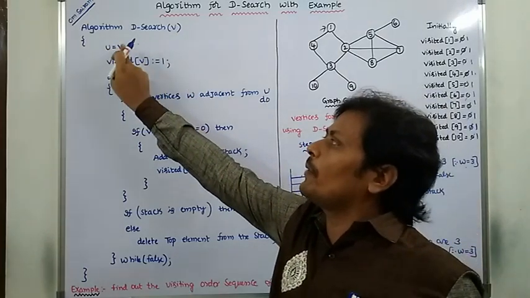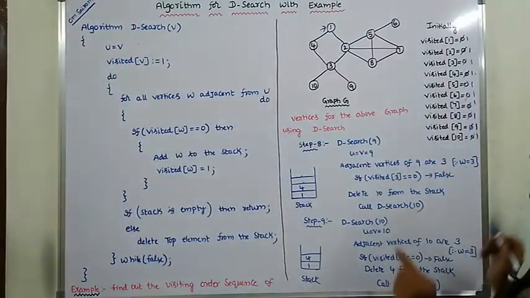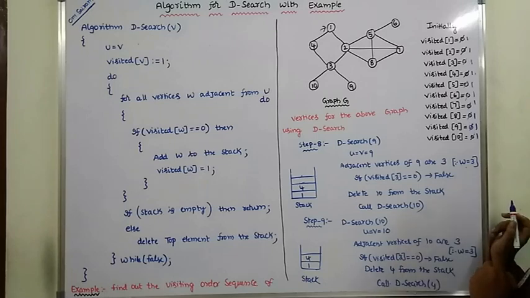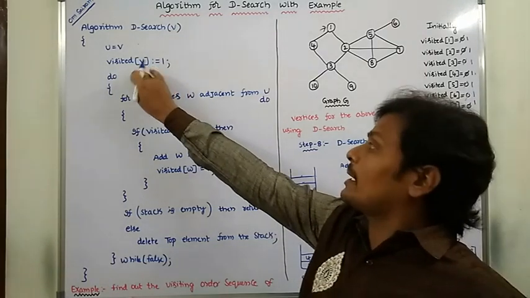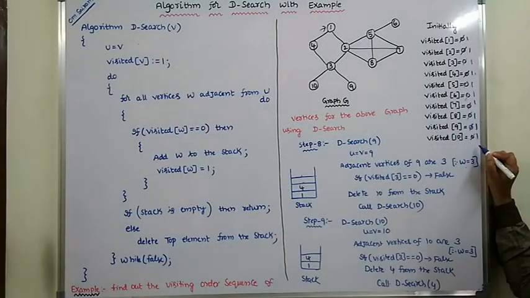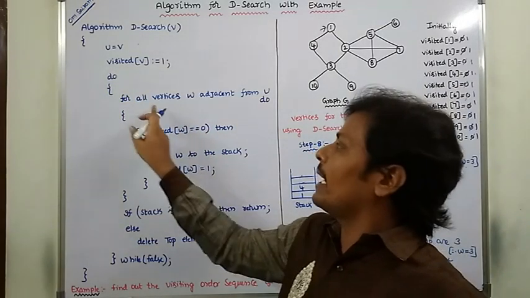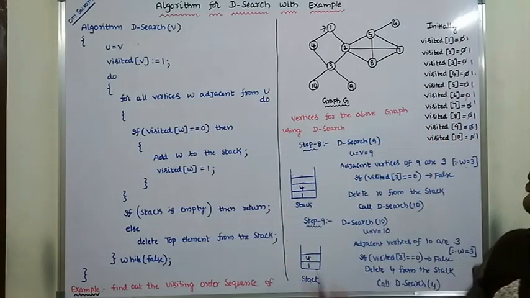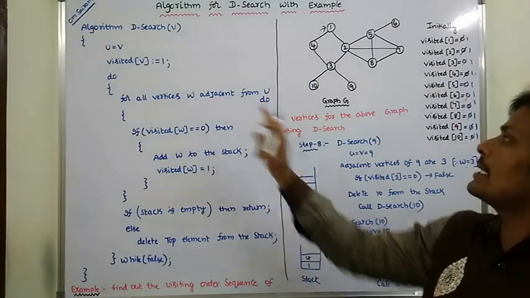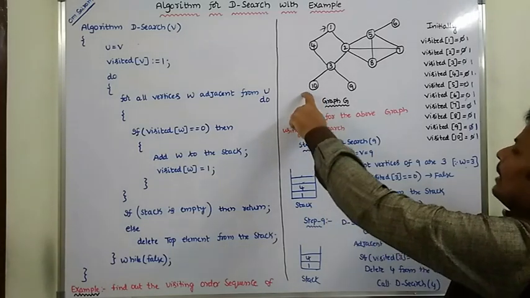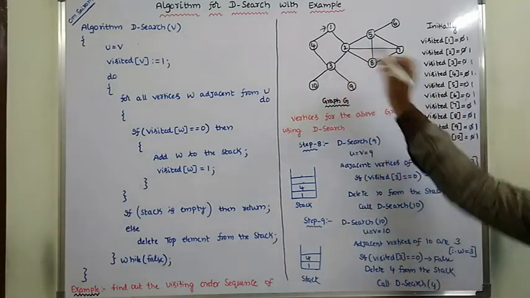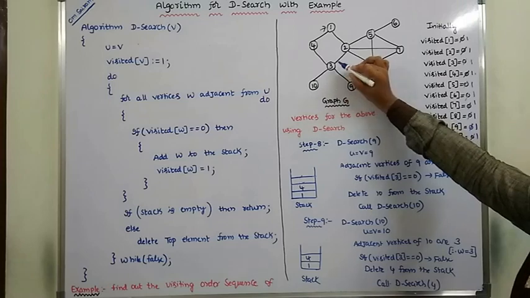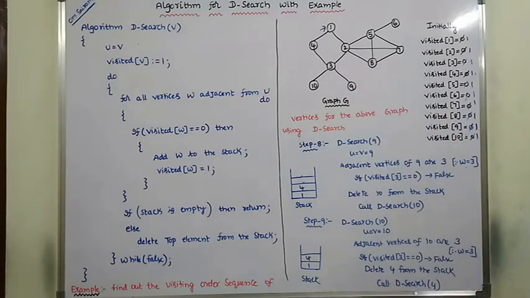So u is equal to v. 10 can be assigned to u. Now u is equal to v is equal to 10. Next, visited of 10 is equal to 1. Yes, visited of 10 is equal to 1. Next, do brace begin. So what are the adjacent vertices of 10? u is equal to 10. 10's adjacent vertex is only 3. Okay, only 3. So now u is equal to 10 and w is equal to 3.